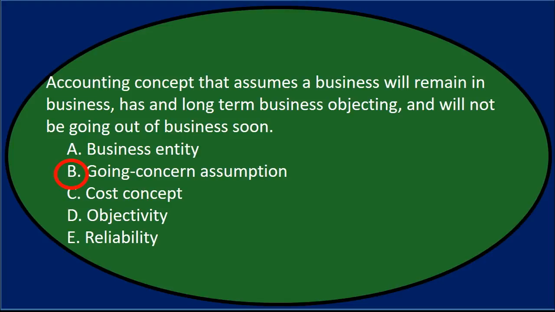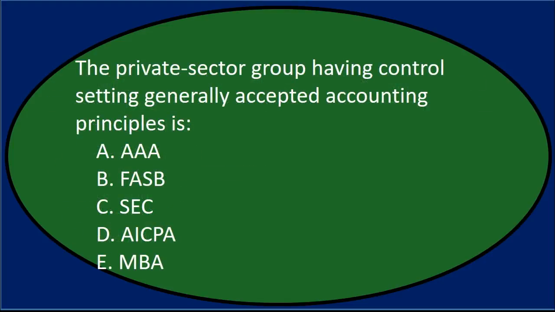We assume their behavior will be much different if they're going to be in business for a year and then be out of business, as opposed to if they have that long-term goal. Our default assumption is that they have a long-term goal to be a going concern, to be remaining in business for a long period of time.